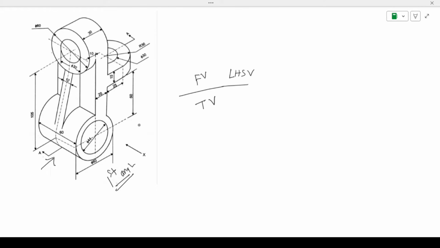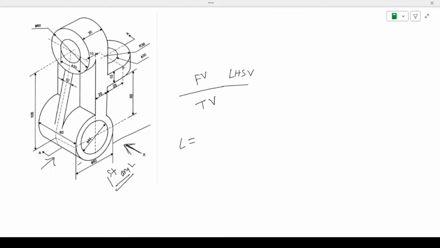For the front view, we always get the length and the total height of the object. So how do we calculate the total length and the height of the object? Let's see. First of all, we will calculate the total length. Looking in the direction X, this is our total length, and this is our height.